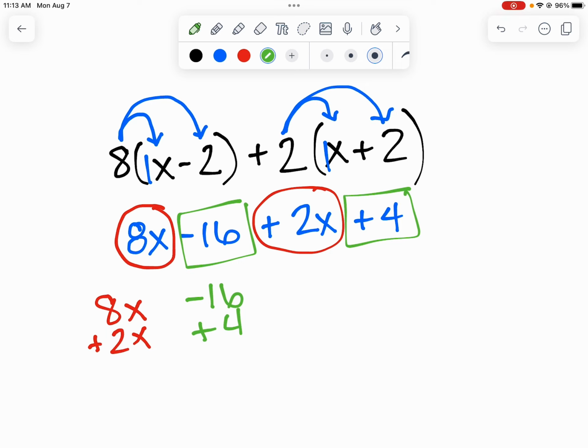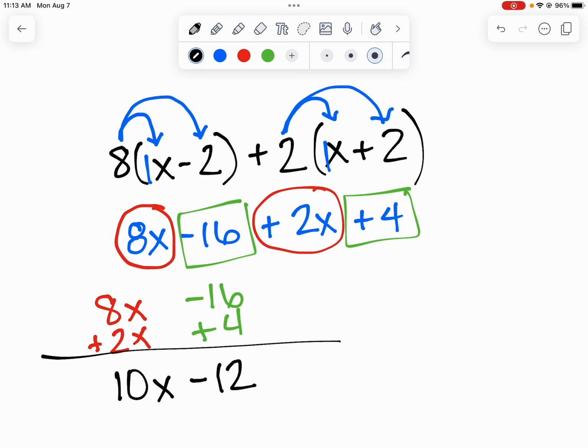And we are going to add this for our final answer. So 8x plus 2x is 10x. And then I'm going to put it in the calculator, you want to put it in the calculator so we don't get it wrong: negative 16 plus 4 is negative 12.